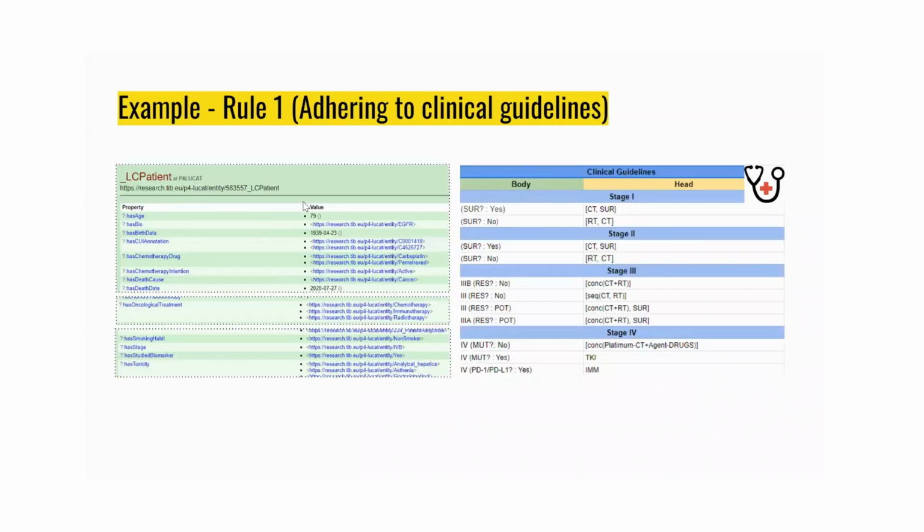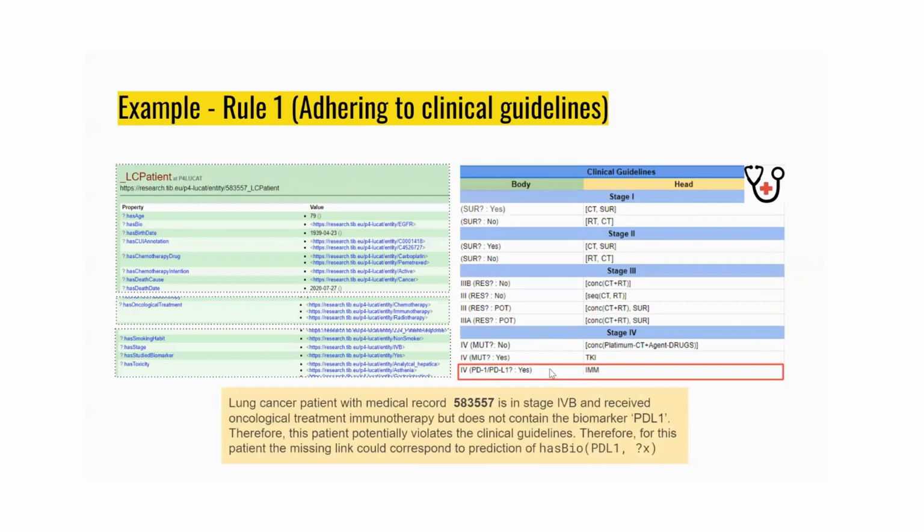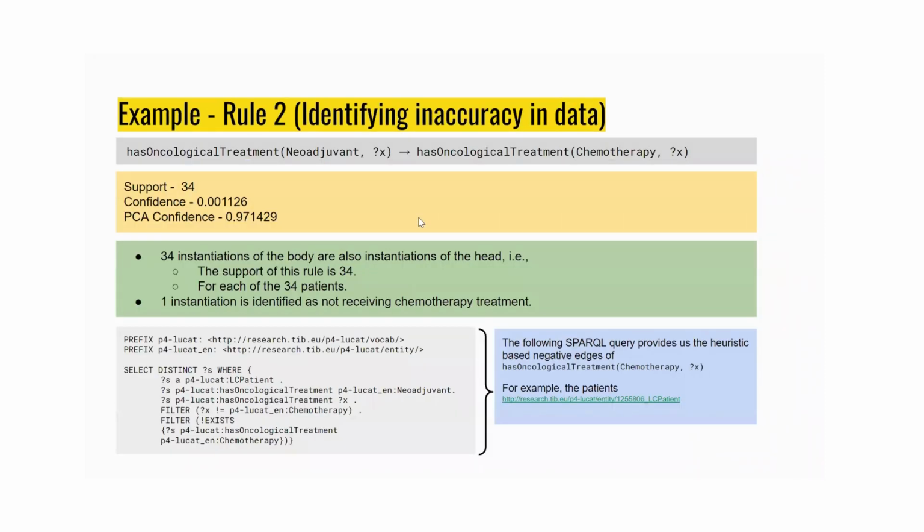Further, this particular patient violates the clinical guidelines. So on the right, we can see the clinical guidelines. It says that if a patient is in stage 4 and is mutated positive for the PDL1 biomarker, then it is most likely that the patient receives immunotherapy treatment. We can see that here the patient has the biomarker EGFR, so potentially it is violating the clinical guidelines. Therefore, we can say that we use logical rules to check if the patients meet the clinical guidelines.